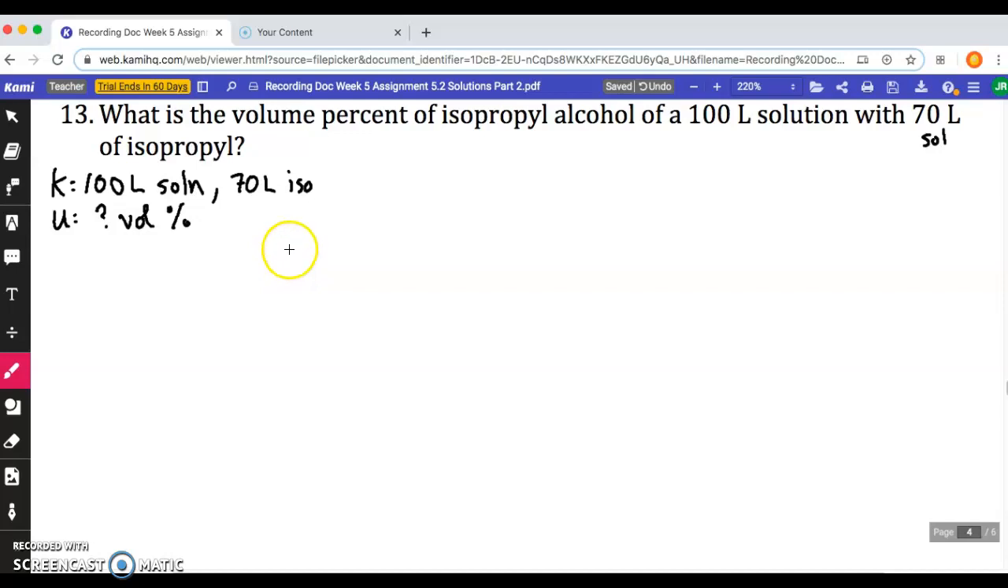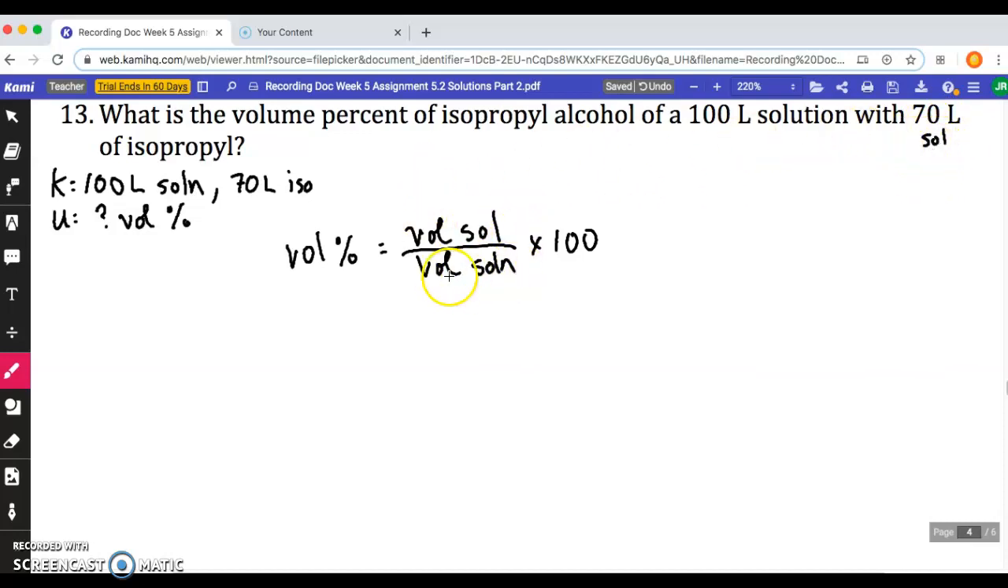Write out the equation. Volume percent equals the volume of the solute divided by the volume of the solution times 100. Okay. Do we have the volume of the solute? Yes, we do. No, that's not 100. It would be 70 liters of isopropyl. Okay, see, we already figured out earlier that 70 liters of the isopropyl will be the solute.